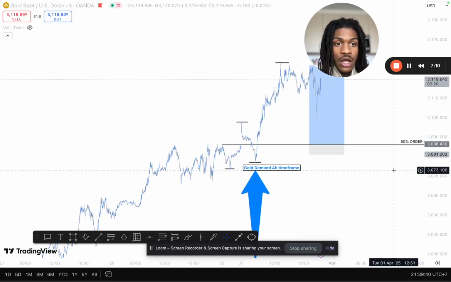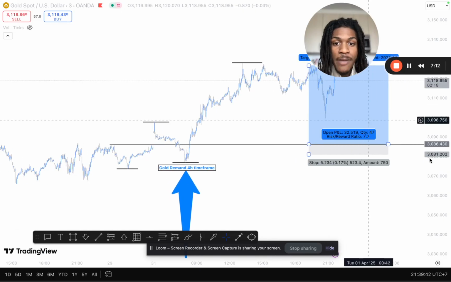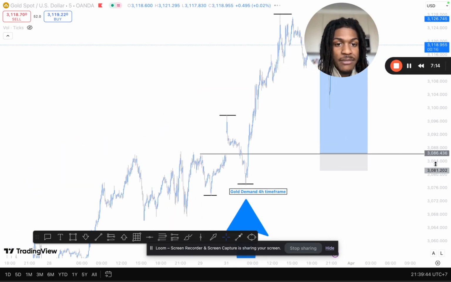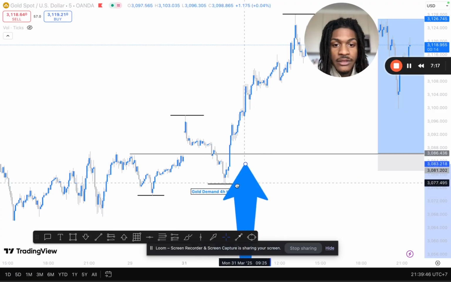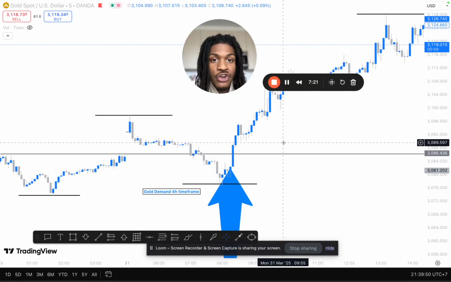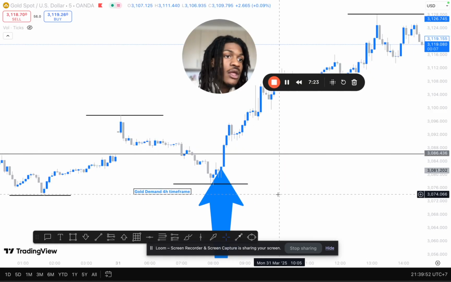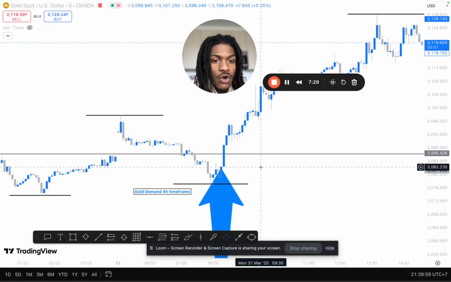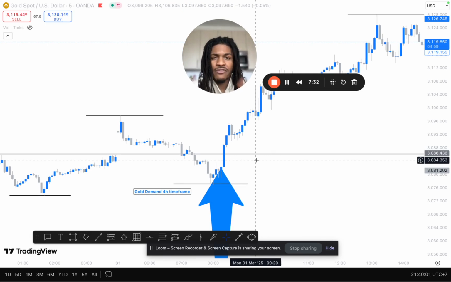Right now, I'm waiting for gold to come back down to this fair value gap right here on the 5-minute chart that the blue arrow is pointing to. This gap is what I'm waiting for. Gold is currently at a high price. It's at $3,119. I need gold to lower in price before buying it.